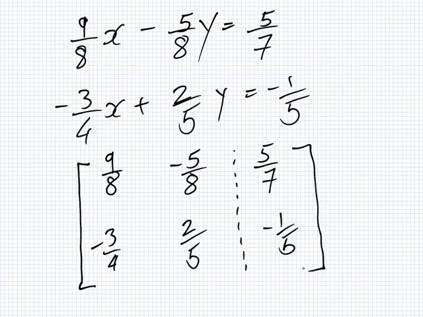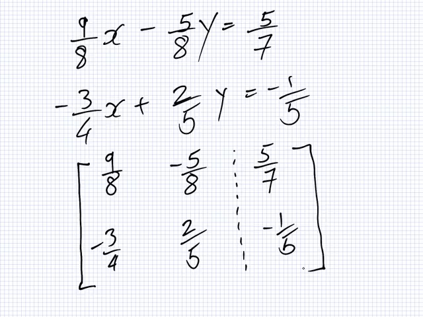Okay, so with this box, there are basically 2 rules. The first rule is that you can multiply any line by any number except 0. So for example, you could multiply this line by 5. You can multiply this line by 8, whatever. That's the first rule.